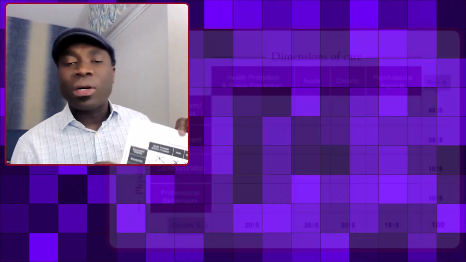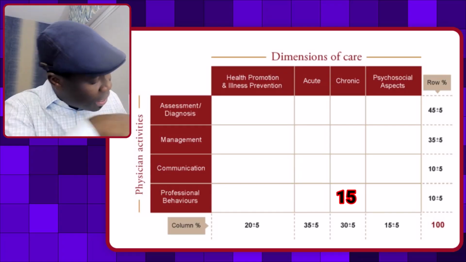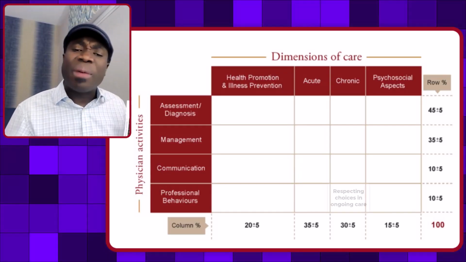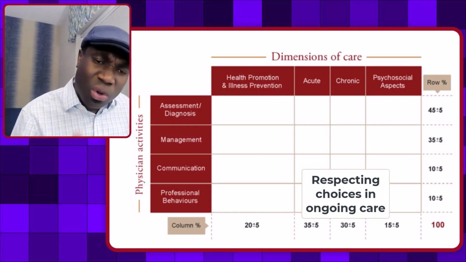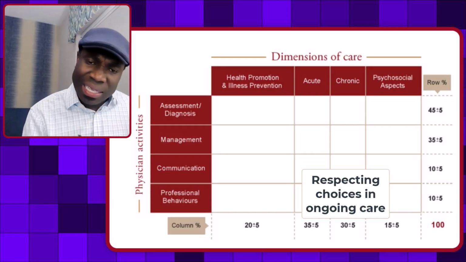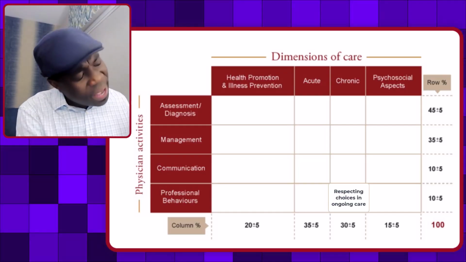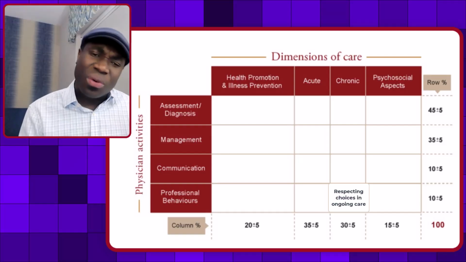Now let's go to box 15. Box 15 is a merge between chronic medical conditions and professional behaviors. And this is what I call respecting choices in ongoing care. So this one, you are looking at professionalism in the context of somebody with a chronic medical condition. Based on the distribution of questions, I'm expecting about 7 questions, okay?